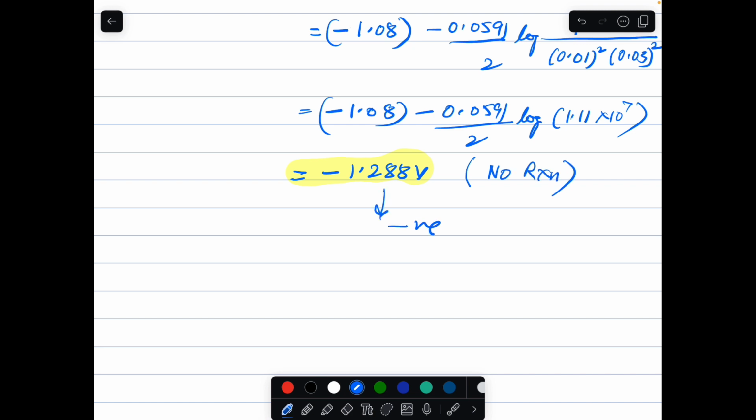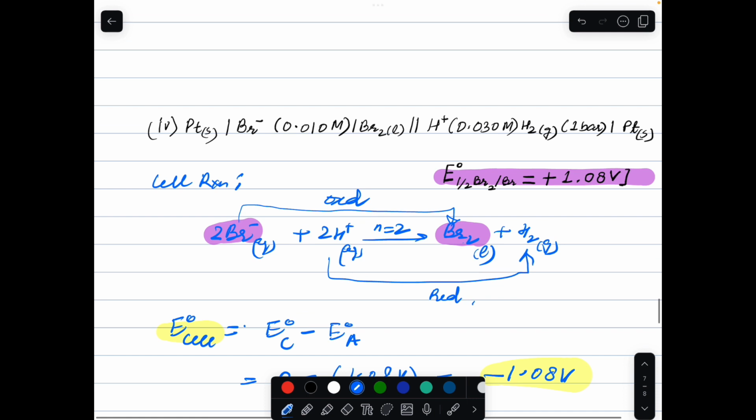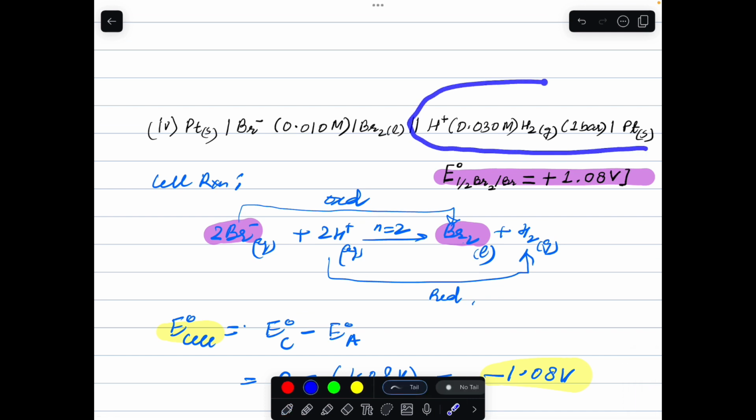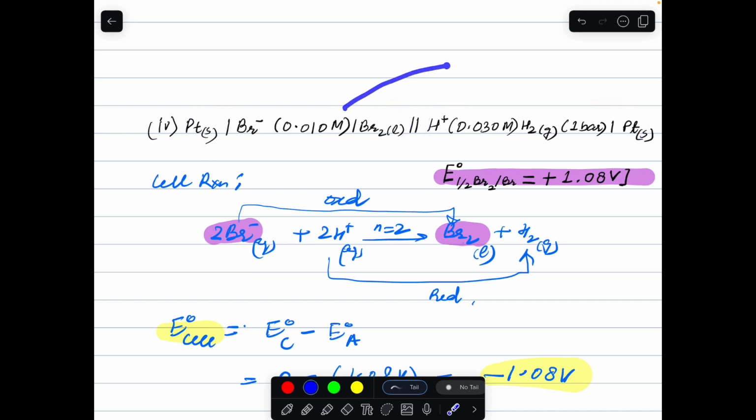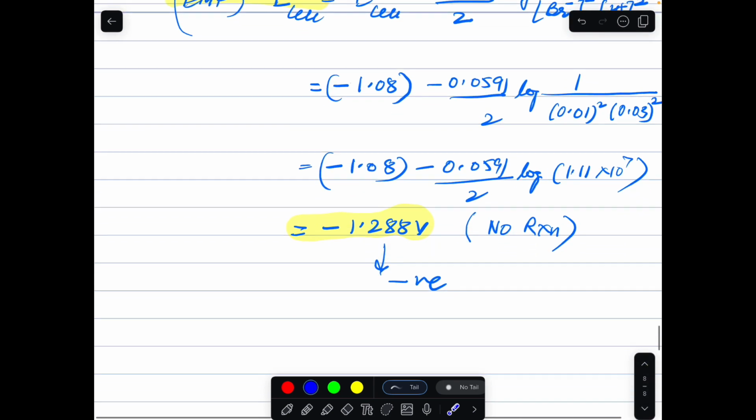So to make this process happen, what do we have to do? We have to make this standard electrode potential the oxidation potential, we have to make it the anode, and this part we have to make the cathode. That is, we have to flip their places, only then the process will be spontaneous. Why? Because here we are getting the negative value. So I hope it is clear.